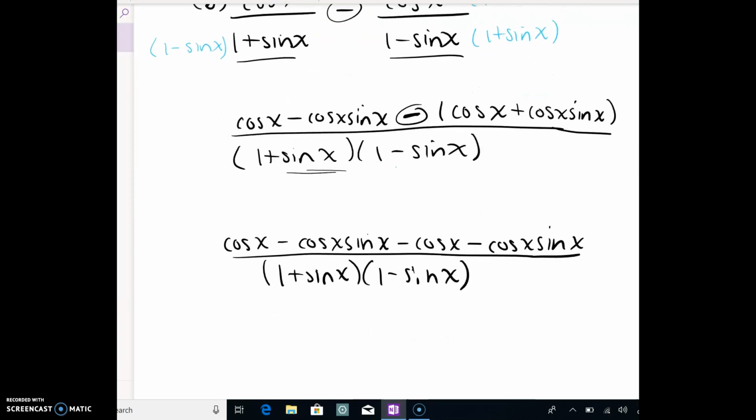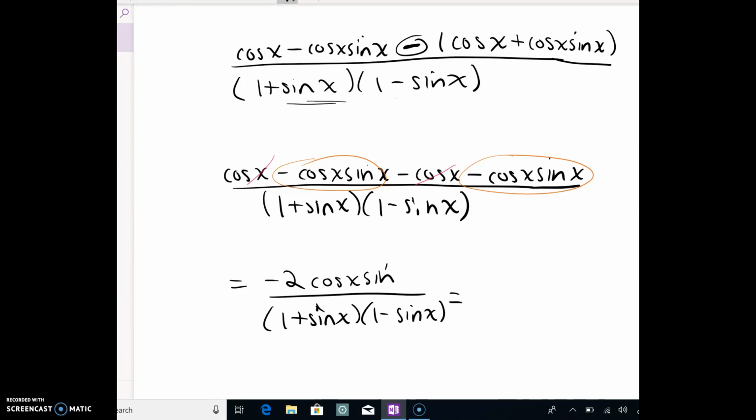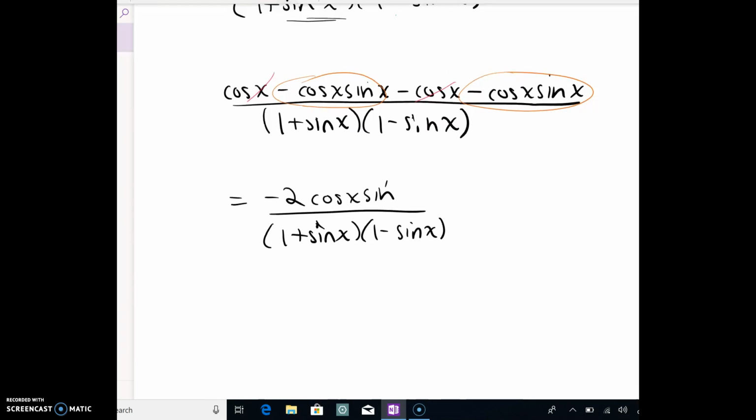When we go to simplify that numerator, you can see that these guys are going to cancel. Those two factors are going to cancel. And these, we have like terms. So we can rewrite that as, we have two of them, negative 2 cosine x sine x, divided by 1 plus sine x, times 1 minus sine x. Now, in regards to this, like I said before, there are a lot of different answers where you can stop. So you could stop right here.